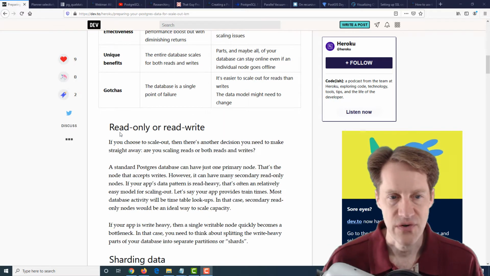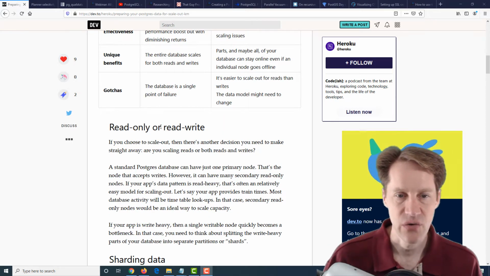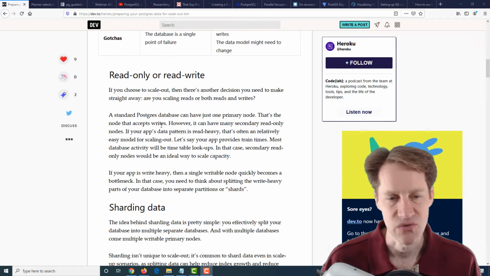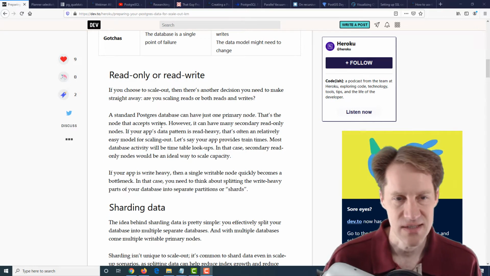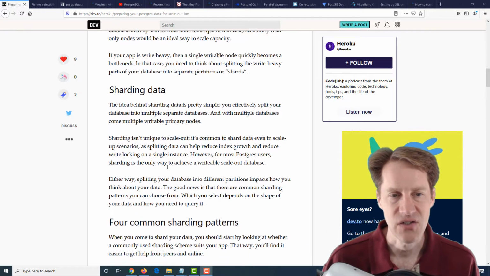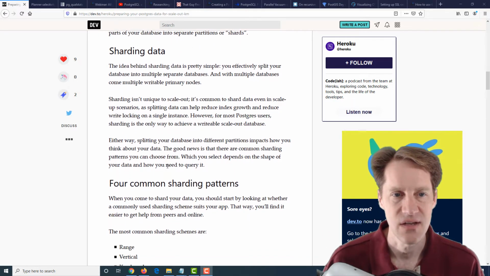Now, one of the first areas they cover is, do you want to do read-only or read-write? Because read-only is basically setting up some read replicas, which are relatively easy to do, and we have some tutorials at Scaling Postgres that discuss how to do that. Read-write is harder because then you're going to actually have to shard your data across different databases.